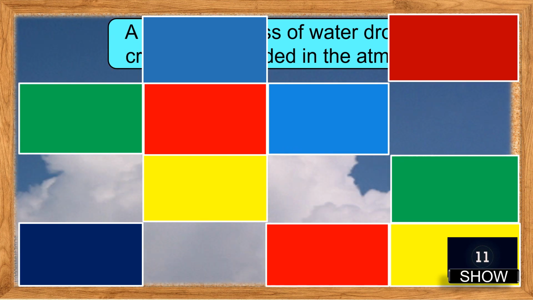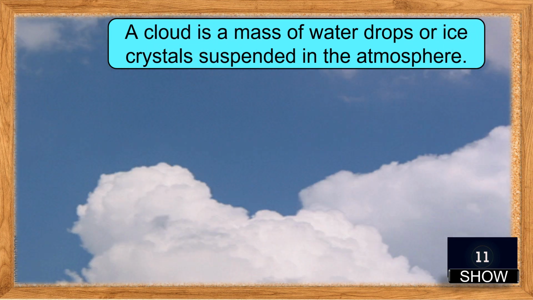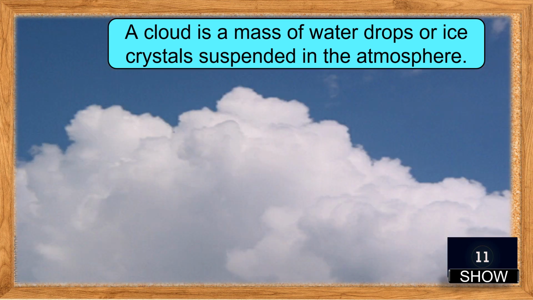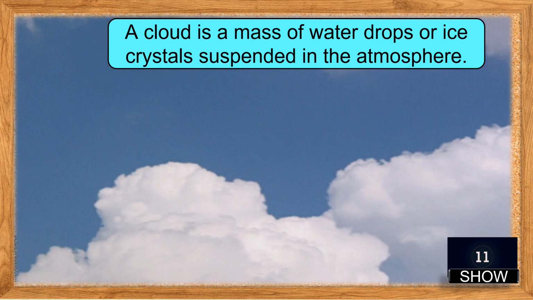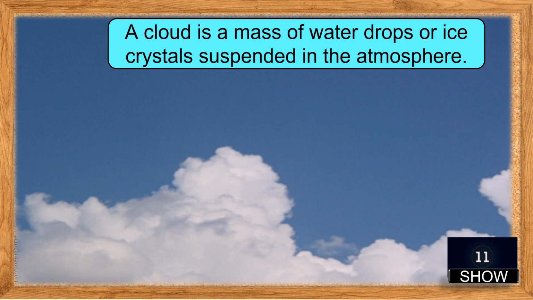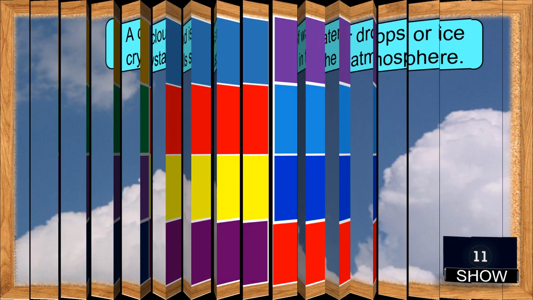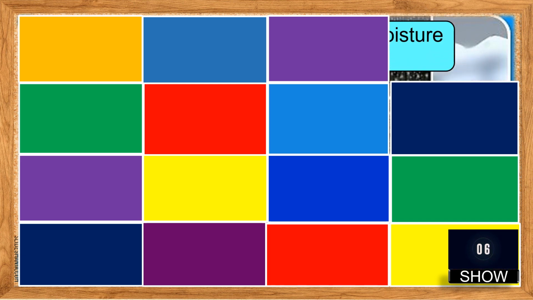Alright, guess what? What is it? Let me show you. Right, a cloud. A cloud is a mass of water drops or ice crystals suspended in the atmosphere. So this is also elements of weather. Let's have the last one. Can you guess?